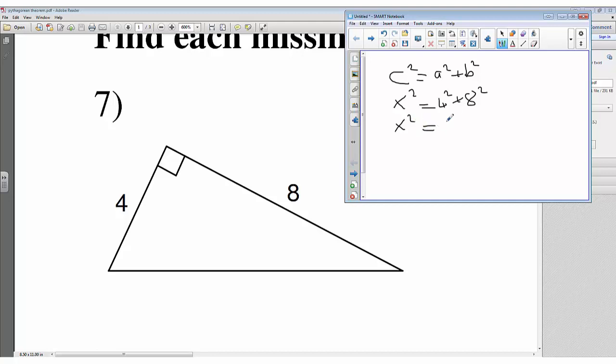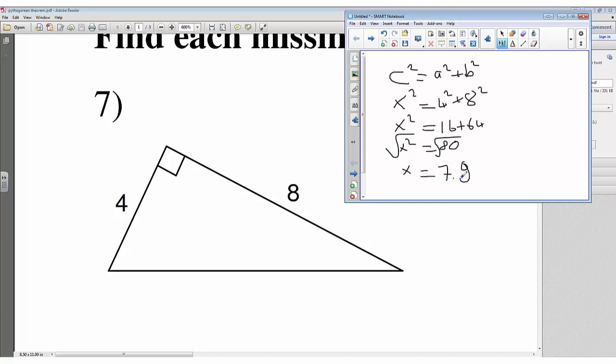Equals 4 square is 16 and 8 square is 64. Put them together, x square will be 80, and you take the square root of both sides, and x becomes 7.9, I guess, 7.9. They have to round this number.